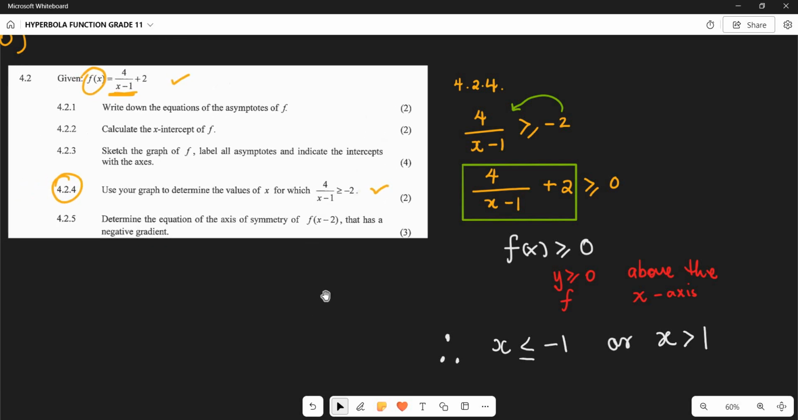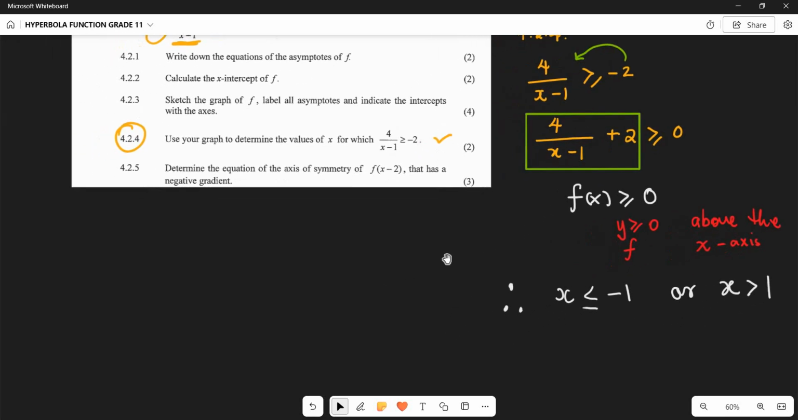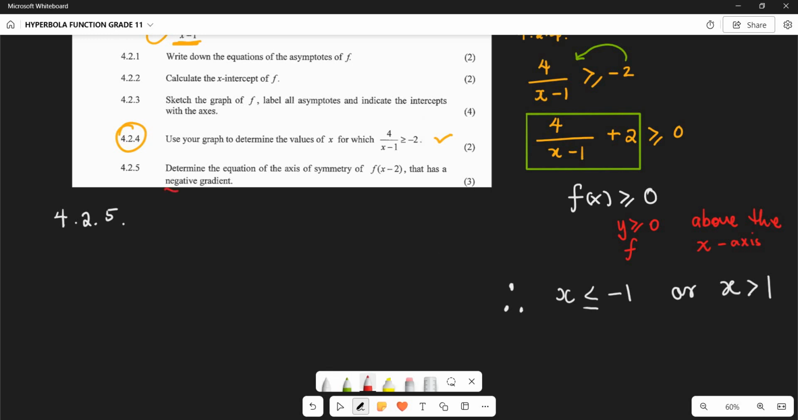Right. So let us look at the last one here, 4.2.5. How can we then answer 4.2.5? It says determine the equation of axis of symmetry of f of x minus 2 that has a negative gradient. You remember I mentioned things such as this negative gradient, but the difference now is that there's something that happened.